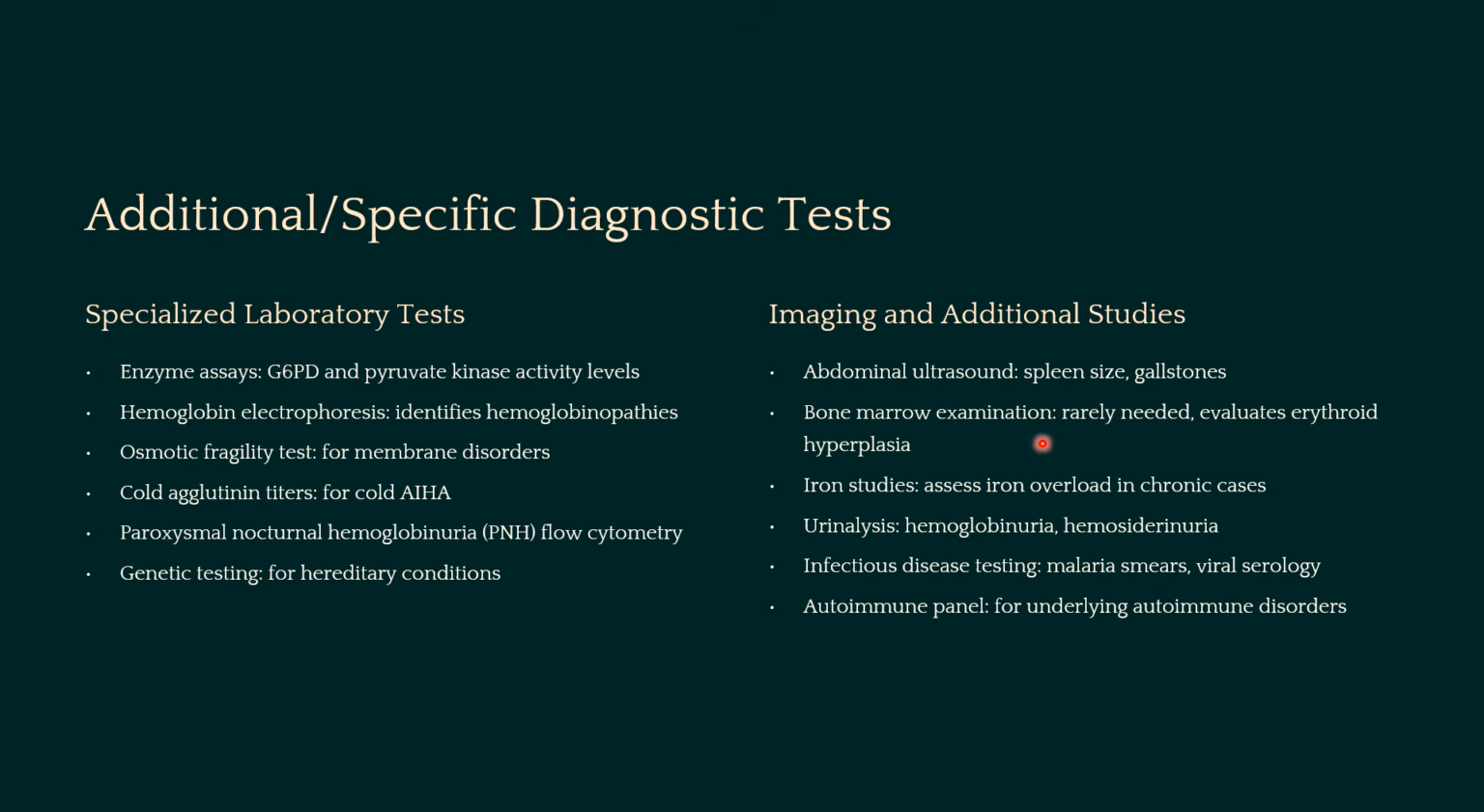Then bone marrow examination, whether the bone marrow is good and functional. Iron studies to assess the iron overload. Urine analysis for hemoglobinuria and hemosiderinuria, meaning if hemoglobin or hemosiderin are present in the urine. Infectious disease testing like malaria smears, which requires a thick peripheral blood smear. Then viral serology for the presence of viruses and other microorganisms, etc.